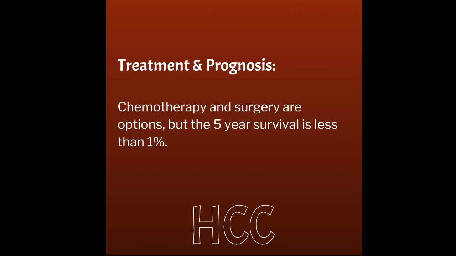As far as treatment and prognosis goes, hepatocellular carcinoma is typically diagnosed so late that it does not warrant treatment. And because of that, it carries a pretty poor survival rate. Chemotherapy and surgery can be used if it's found early enough, or if they think they can prolong quality of life with those options. But it is so poor on the survival rate. At 5 years, less than 1% of people are still alive. So it has a very low survival rate.